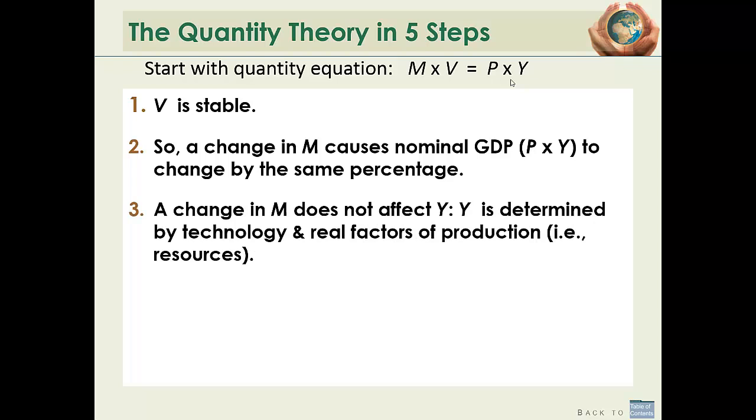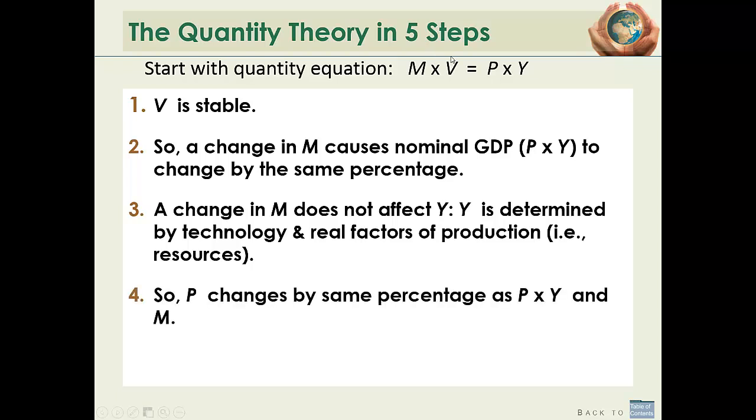It's important to note that a change in the money supply does not affect real GDP. Real GDP is determined by technology and the real factors of production, the resources in our economy, the land, the labor, the capital that are used to produce goods and services. Having money does not help us produce goods and services. We need resources and technology if we want to produce more goods and services. Money will not help us do that. So when we change the money supply, so once again velocity is constant, we're putting more money into the economy, it has no effect on GDP, so real GDP will remain constant.